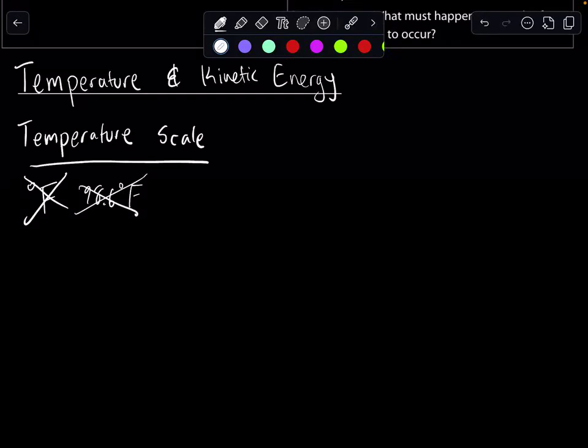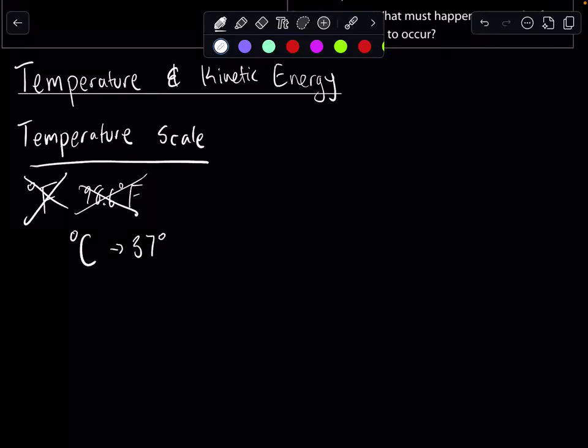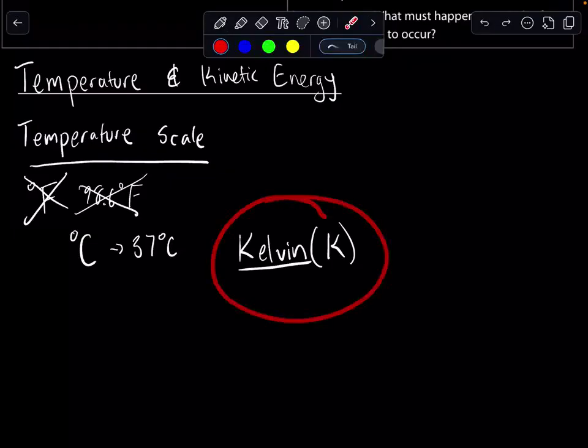But that's not what you're here for. So, to talk about the real temperature scales, in metric countries, we use degrees Celsius, for which the human body is about 37 degrees Celsius as a starting point. And then in science, we use the SI unit, the Système International, Kelvin. Kelvin, which is represented by capital K, no degree sign, is what we're going to be using for all of science. Any calculations we do, we're going to be using Kelvin.